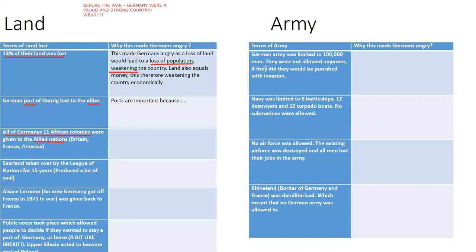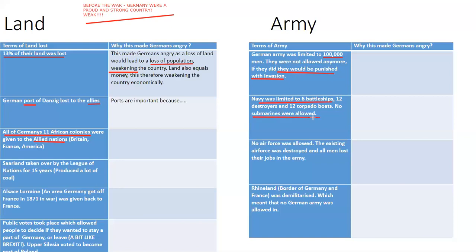Army. Germany's army was limited to 100,000 men. Just remember this bit here. Germany had one of the strongest armies before the war. They were now not allowed any more than 100,000 men. If they did, they'd be punished with invasion. And to be honest, Germany were in such a position that if they were invaded again, it would be very easy to do. The Navy was limited to 6 battleships, 12 destroyers, and 12 torpedo boats.